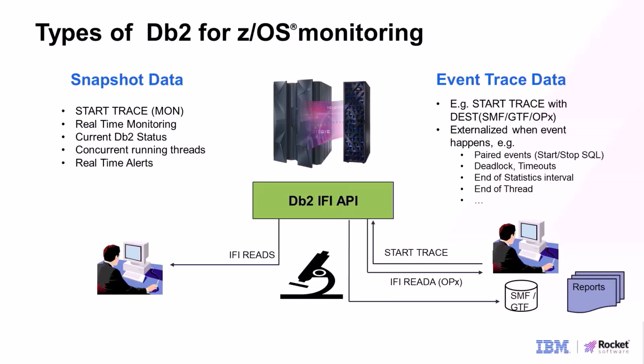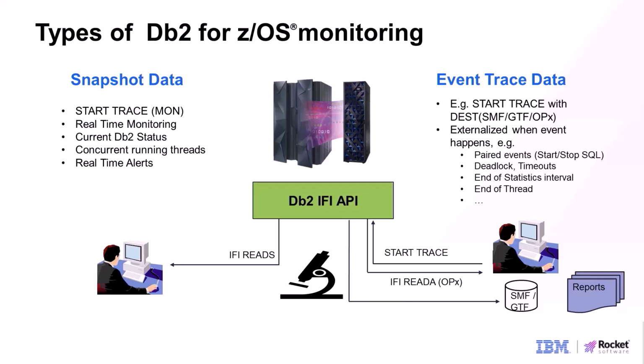There are two types of monitoring in the Db2 subsystem. The first monitors snapshot data, which is also referred to as real-time monitoring. This is used to review current workload executing within a subsystem, as well as real-time alerts that are user-defined.